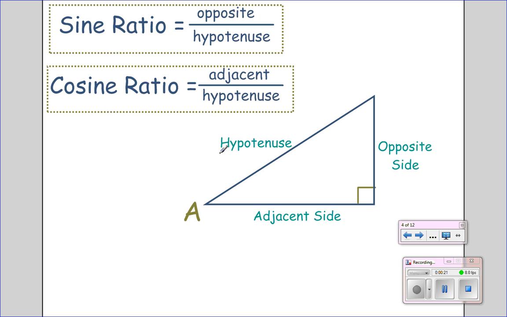So the sine ratio for a right triangle is the opposite side over the hypotenuse. Once again, we're going to start the same. We're going to circle our reference angle, and we're going to label our sides opposite, adjacent, hypotenuse. And then sine will be the opposite over the hypotenuse. The cosine ratio will be the adjacent side over the hypotenuse. So the labeling is just the same as you did with the tangent, except you're going to put different things on top and bottom depending on which one you're using.